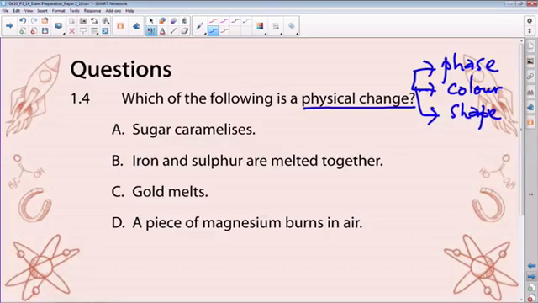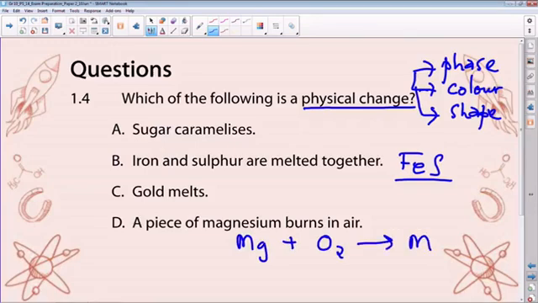When sugar caramelizes, this is a typical chemical reaction. Iron and sulfur are heated and they form iron sulfide. This is a compound. So this is a chemical change because new bonds and new substances are formed. But if you look at the one of magnesium plus oxygen, which is D, it gives us magnesium oxide. In this case, it's a white solid substance. The oxygen is a gas. We can think of this as burning. So this is a chemical change.